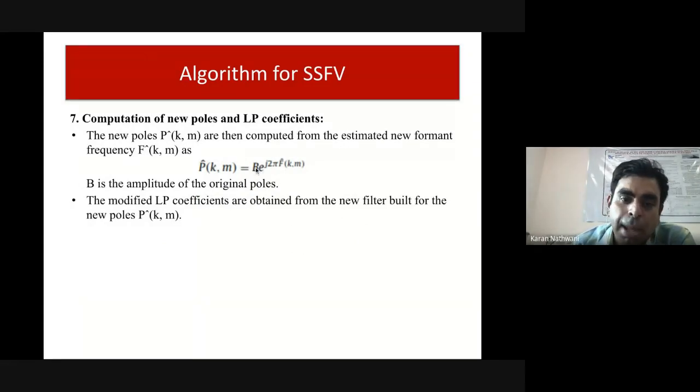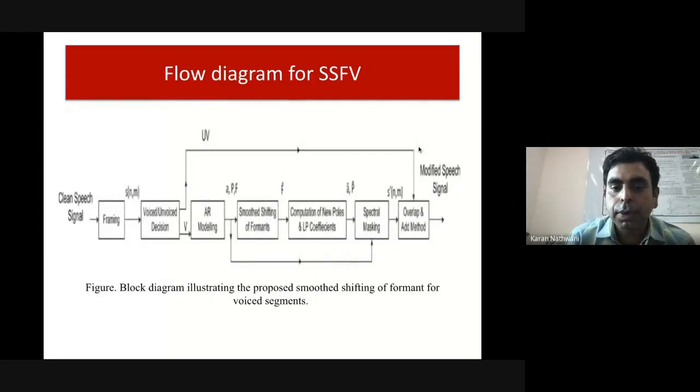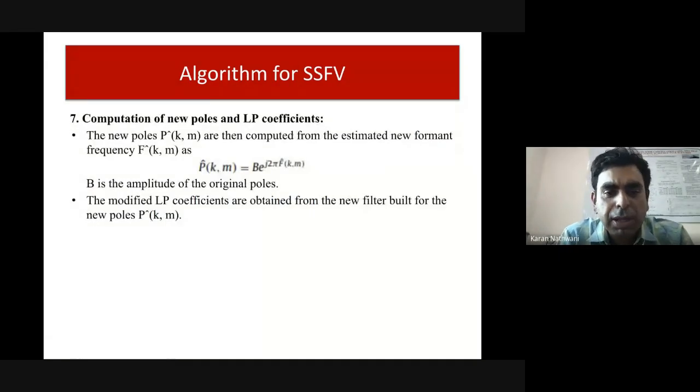The poles, that is the amplitude of the original pole, and by the way, this is another different representation. It's the same as cos of 2 pi f hat k comma m plus j sine 2 pi f hat k comma m. So this is again the same. It's just a different representation, a polar representation. So once you have this, now you will compute the modified LP coefficient from the new poles, as you can see here. And I will compute a hat, that is your modified LP coefficient from the original one. That is again, we follow the same process.